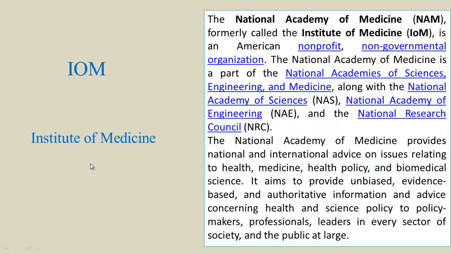IOM, Institute of Medicine. The National Academy of Medicine, NAM, formerly called the Institute of Medicine, IOM, is an American non-profit, non-governmental organization. The National Academy of Medicine is a part of the National Academies of Sciences, Engineering, and Medicine, along with the National Academy of Sciences, the National Academy of Engineering, NAE, and the National Research Council, NRC.